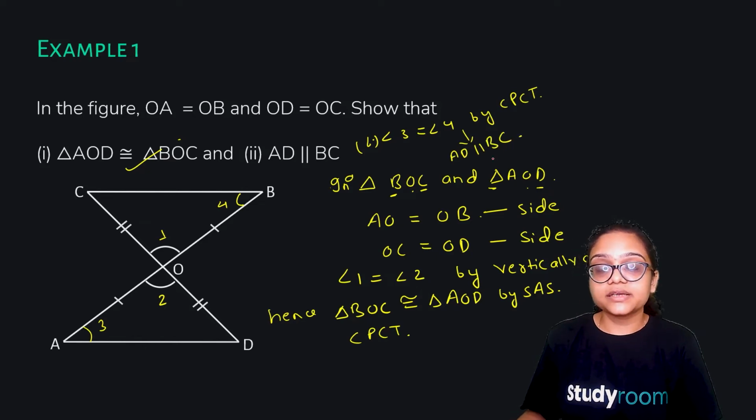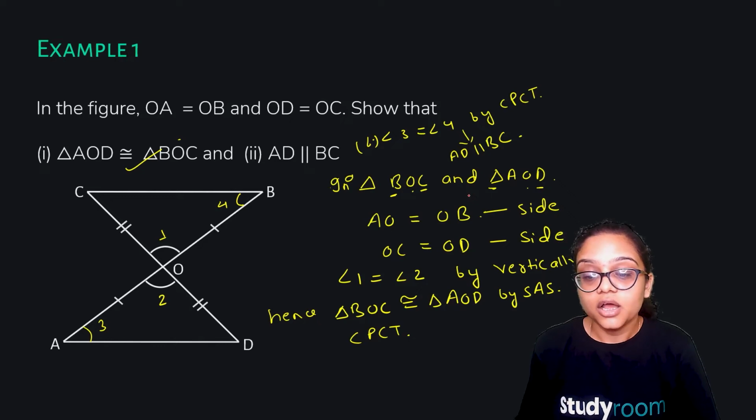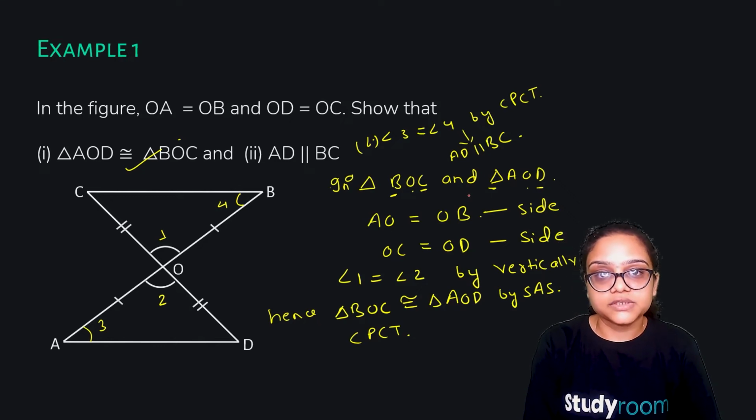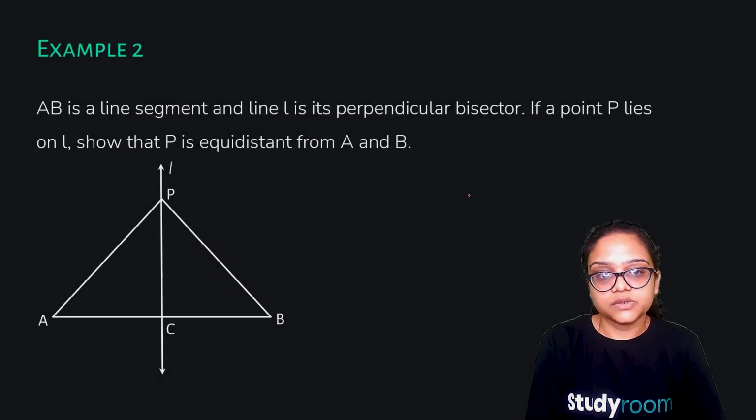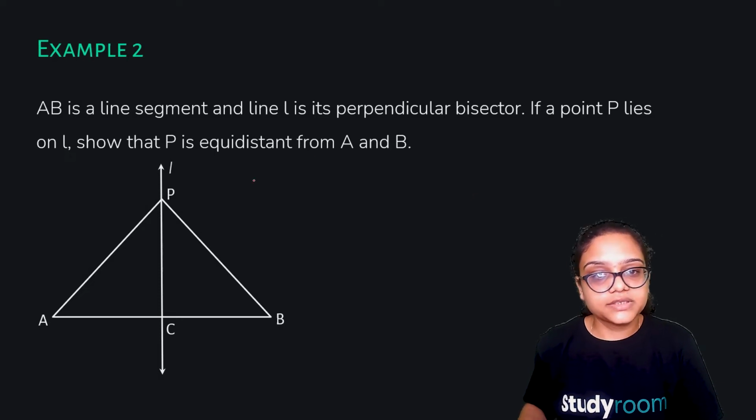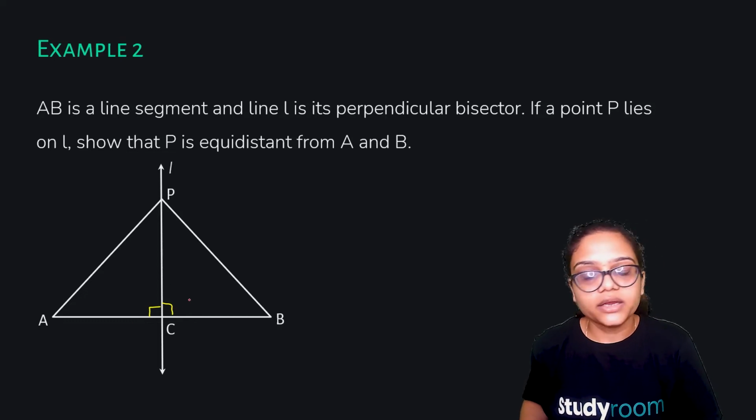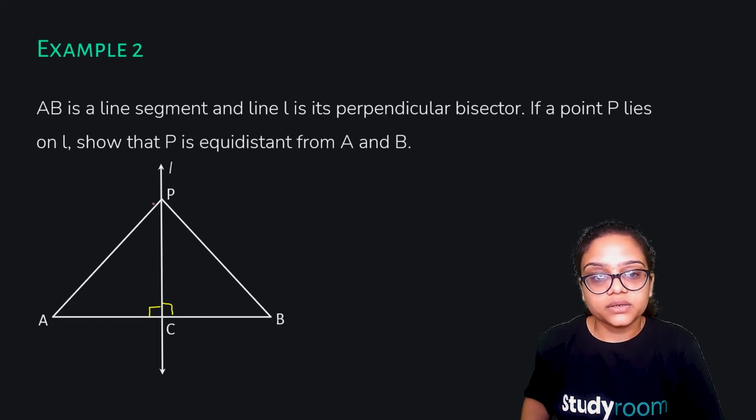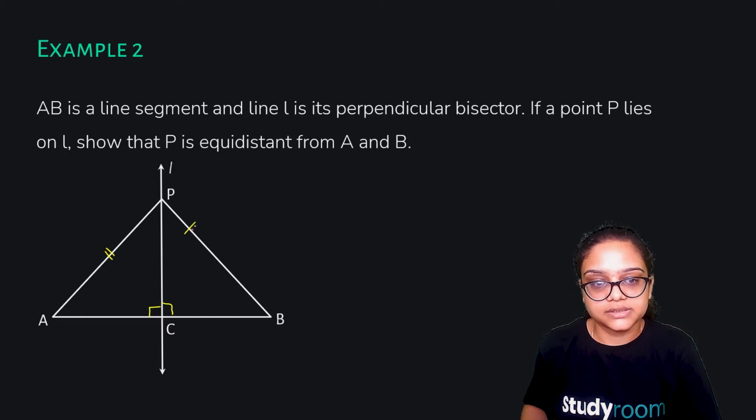We are mixing the chapter previously discussed. So you need to be well prepared with the previous concepts. Okay. So a line segment AB is given to you and L is perpendicular bisector. Means both are 90 degrees. Also it's a bisector, so they are equal. If a point P lies on L, show that P is equidistant from A and B. What does equidistance mean? This is equal to this.